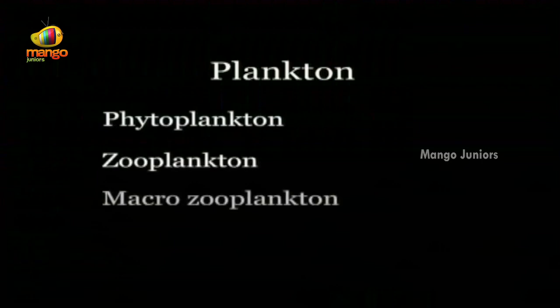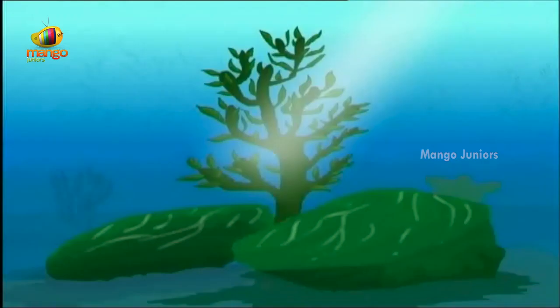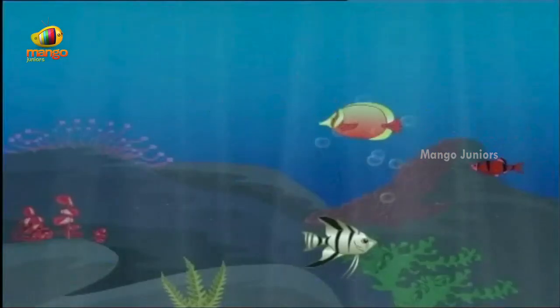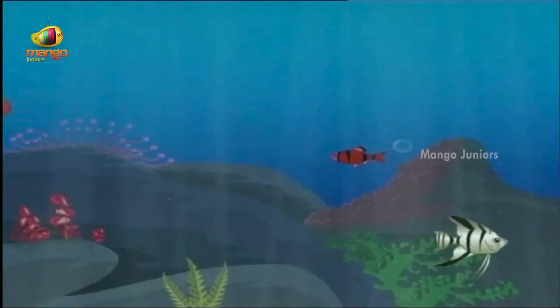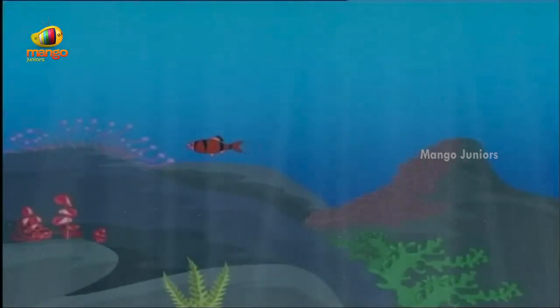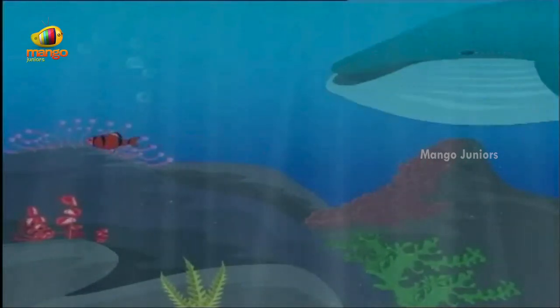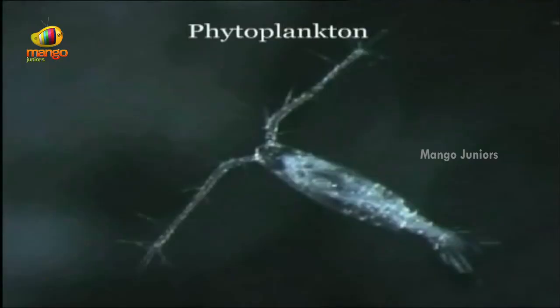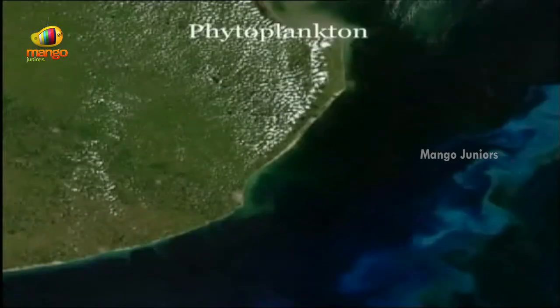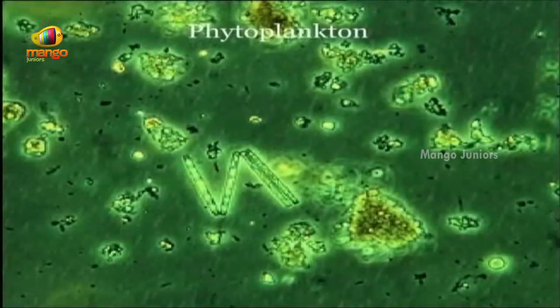Plankton can be divided into three major size classes. Phytoplankton. Plankton, including algae that can trap sunlight and use it to make food, are called phytoplankton. They're tiny plants that serve as food to many of the ocean's creatures, from the smallest of fish to the largest of whales. Some scientists estimate that phytoplankton provide the Earth with almost half of its oxygen.